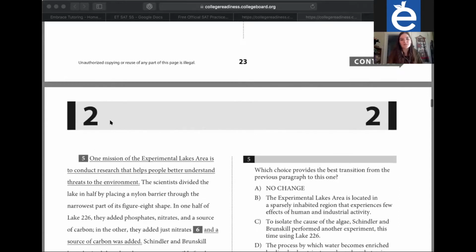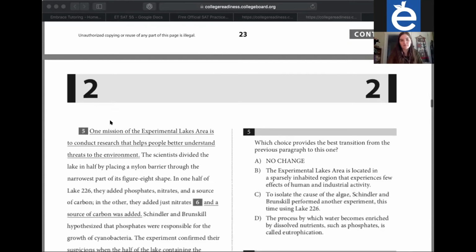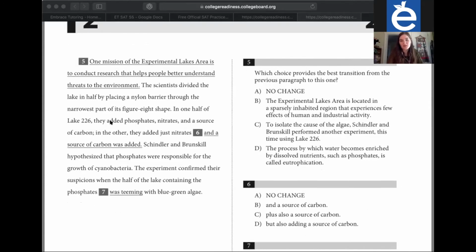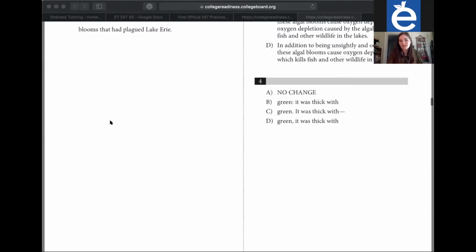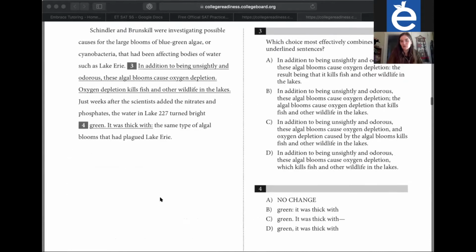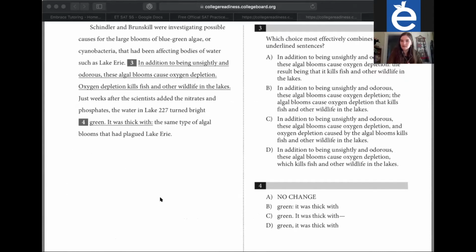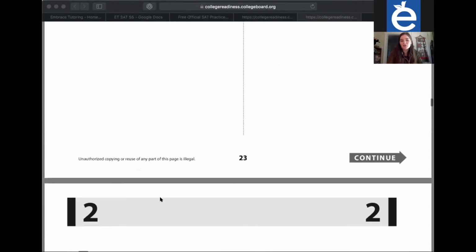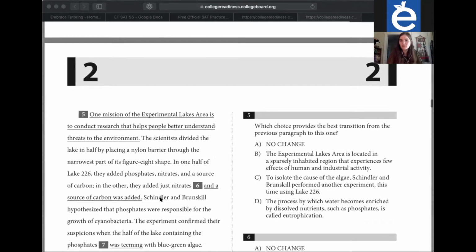So regardless of what type of text we're dealing with, this is going to be a topic sentence, okay? So this is introducing the main idea of the paragraph. But there's text that came before it. So it's part of the larger work, a necessary resource for science, right? Because questions 1 to 11 cover that first passage. Essentially, what it's supposed to be doing is establishing what the topic is for this particular paragraph.